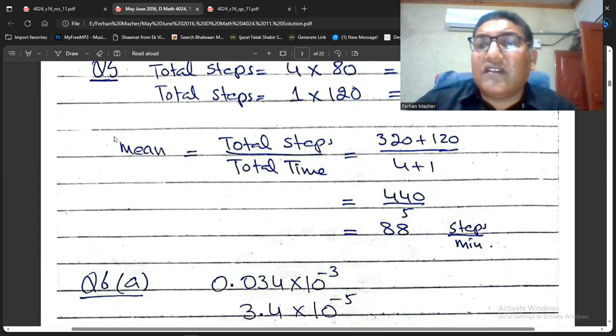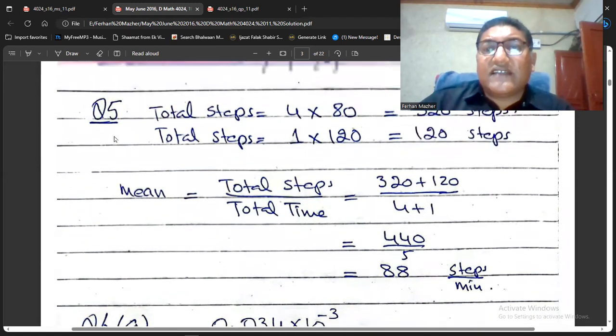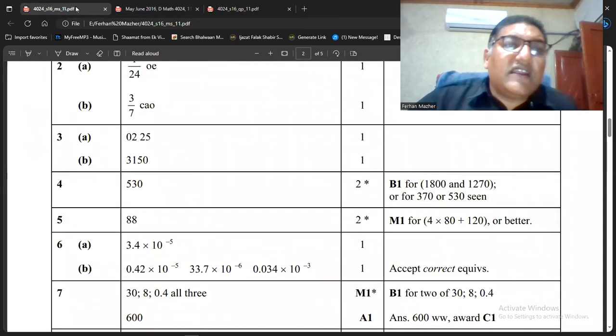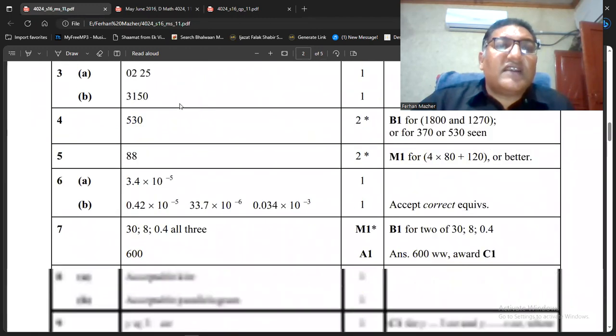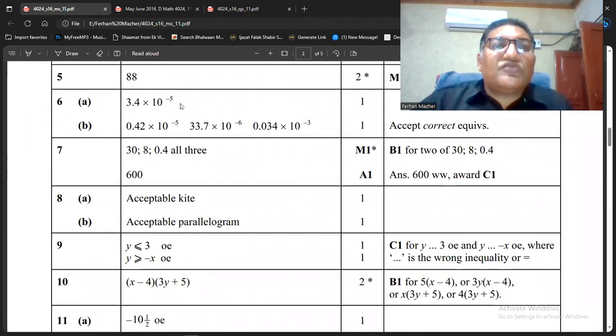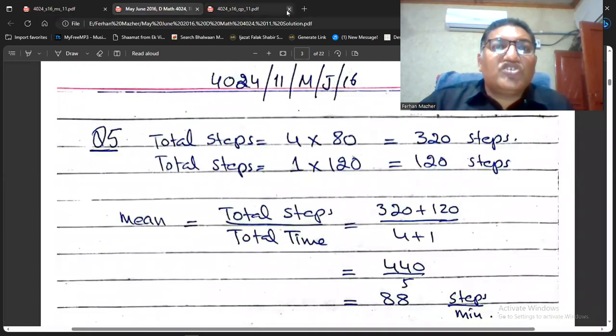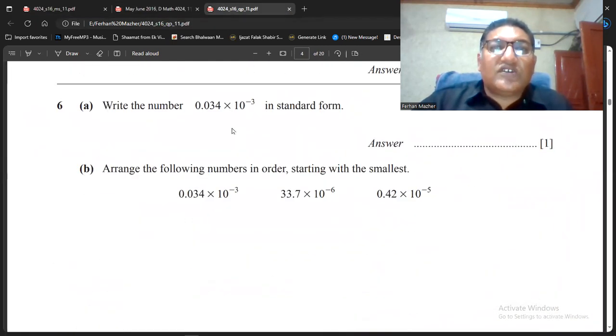440 divided by 5, and it will be 88 steps per minute. That is the right answer, sir. 88 steps per minute is the right answer. That's the solution. Okay, so we are going to the next question.